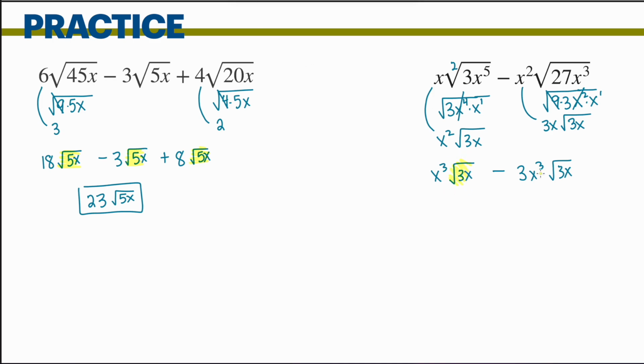So check the square root of the radicand, and then check the next variable. They're both x cubed. So now if you think of this as there's one of these, and then you're subtracting 3 of these, so 1 minus 3 is a negative 2. And that would be your answer.